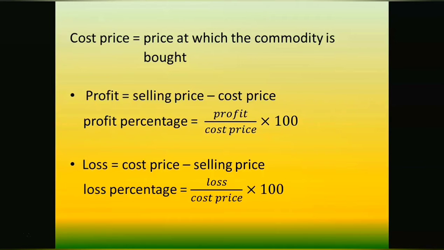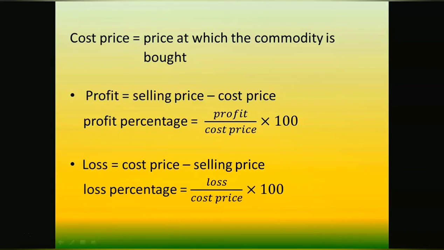So in this case, the loss percentage will be 100, which is a loss, divided by the cost price. The cost price is 1000 rupees. That is the price at which the shopkeeper bought the book, into 100. So it is 100 divided by 1000 into 100. Answer comes out to be equal to 10. So the loss percentage is 10. This tells us that shopkeeper sold the book at 10% loss.